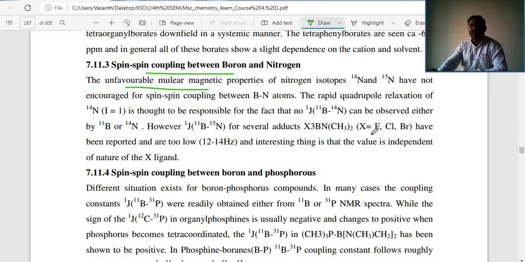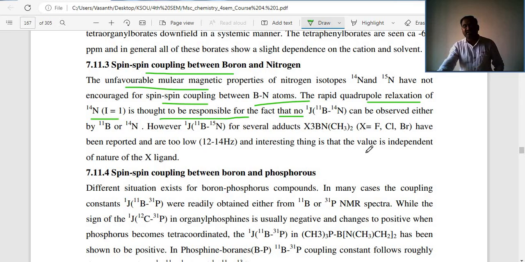The unfavorable nuclear magnetic properties of the nitrogen isotopes, nitrogen-14 and nitrogen-15, have not encouraged spin-spin coupling between boron and nitrogen atoms. The rapid quadrupole relaxation of nitrogen is thought to be responsible for the fact that no J can be observed between boron and nitrogen.